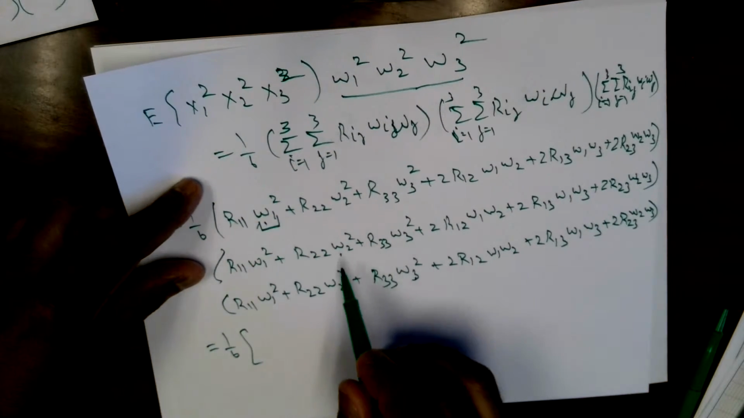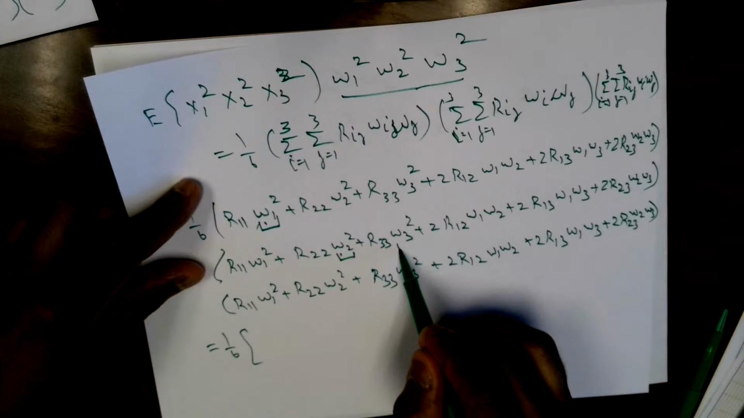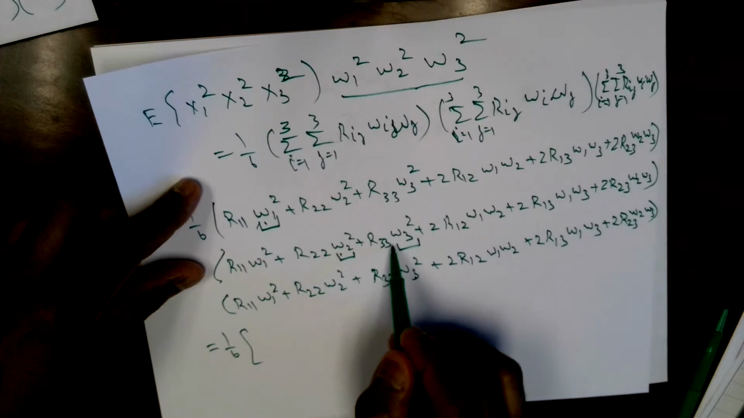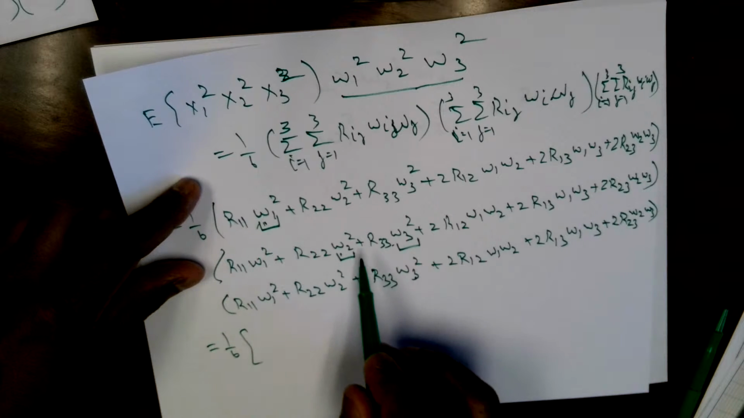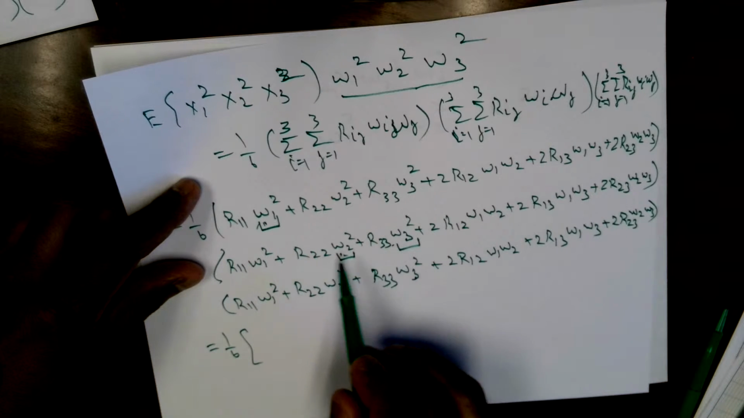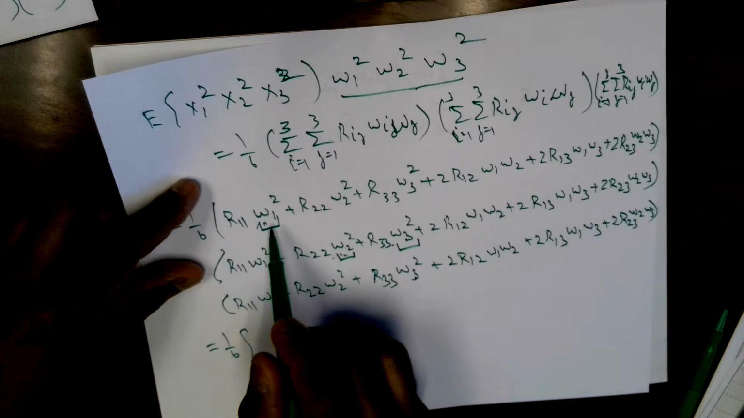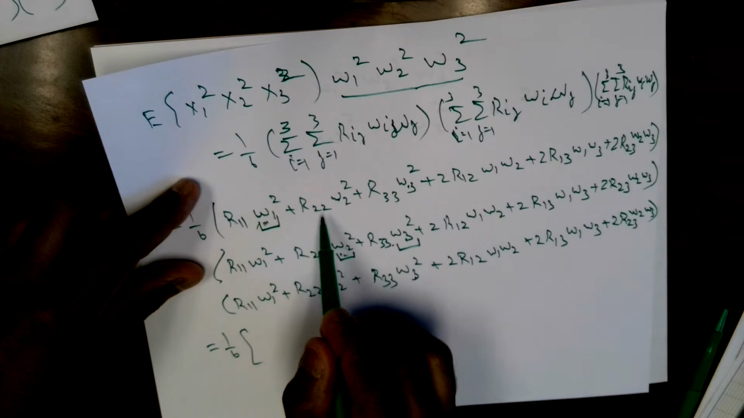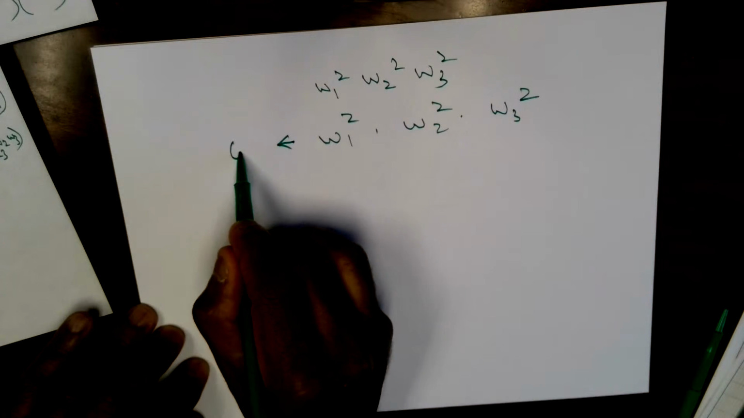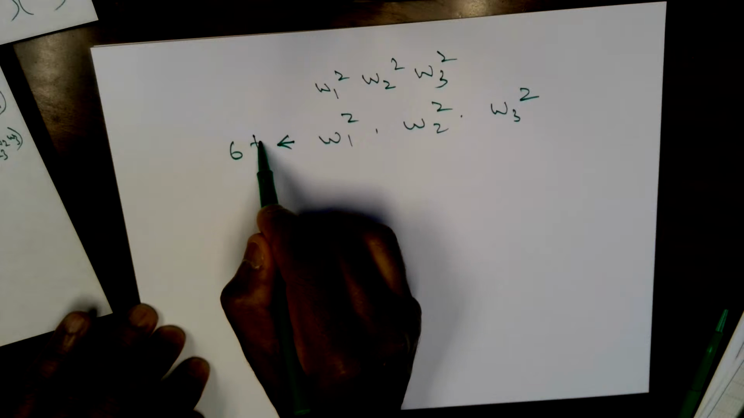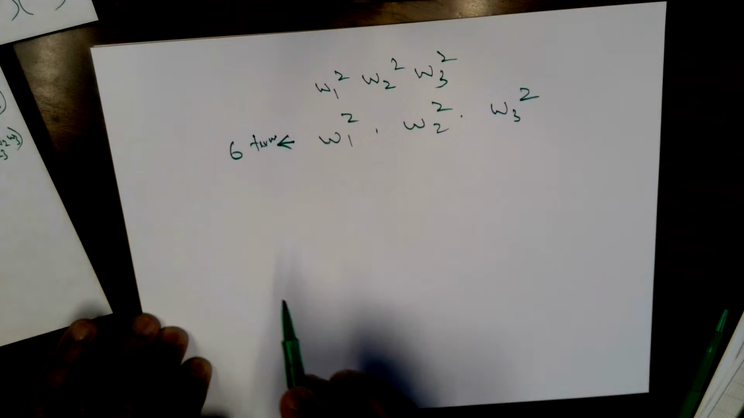If you pick up omega 1 squared, you can pick up omega 2 squared or 3 squared here. So there are two choices here. For each choice, you have two choices here. Then once you pick up this, you just have one choice here. So 2 multiplied by 1. But there are 3 such choices to start with. So 3 multiplied by 2 multiplied by 1. So there are 6 such terms that will give you this product.